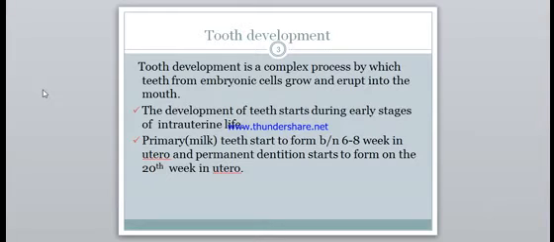When we see the development of teeth, it is a complex process by which teeth from embryonic cells grow and erupt into the mouth. The development of teeth starts in intrauterine life, and the primary teeth start to form between 6 to 8 weeks of gestational age, and permanent dentition starts to form on the 20th week of gestation in utero, in the uterus.